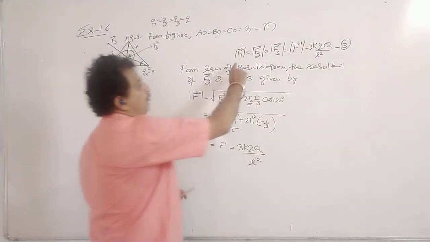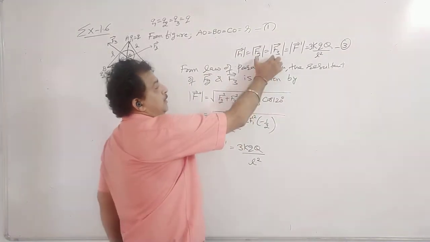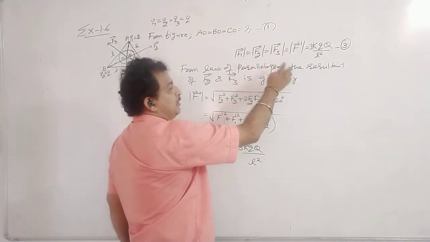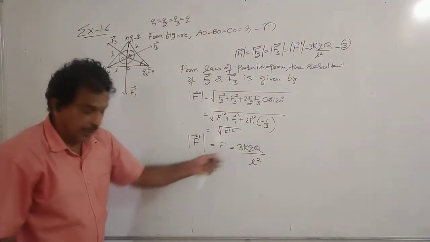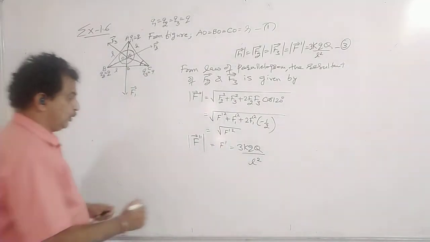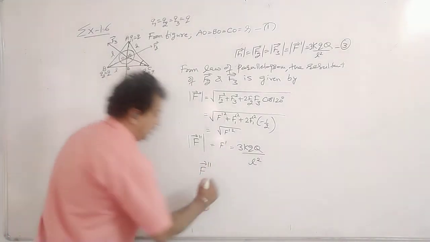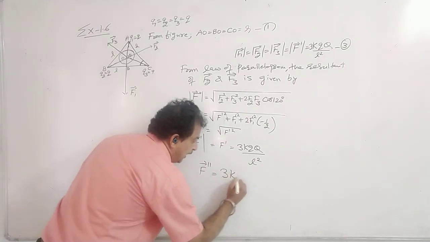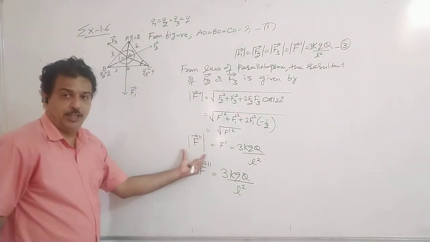So see what is happening. The magnitude of all these three forces is same, and when I find the resultant of any two forces, it also comes out to be same. Now this is in the scalar form, that is its magnitude. Let us write this in a vector form. So F double dash is equal to 3kqq upon L square.